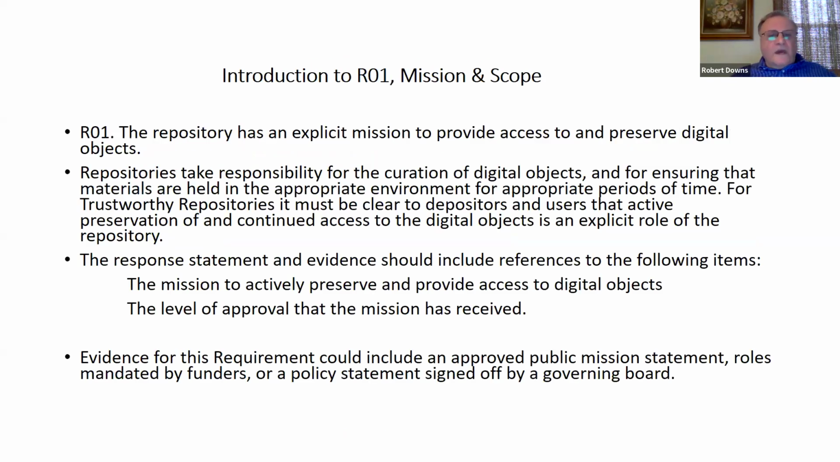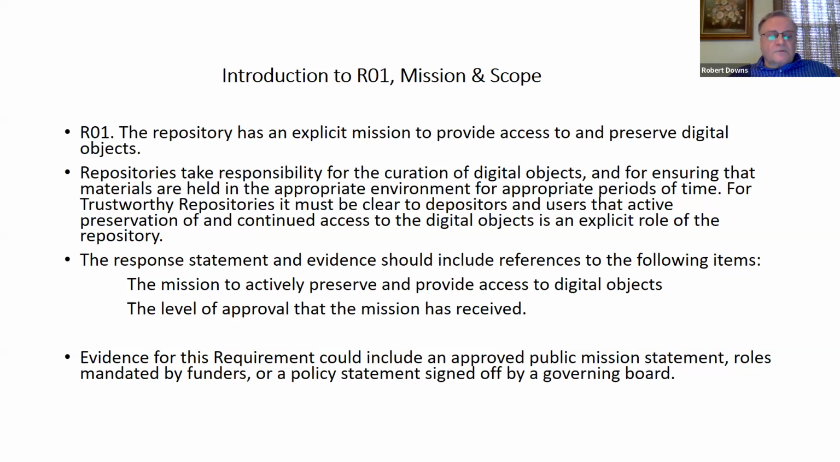Okay, well, we've got a couple minutes left, so I just want to start introducing R1. That's about the mission and scope. Here, basically, the repository has an explicit mission to provide access to and preserve digital objects. So we want to describe the mission. We want to provide a link to the repository's mission statement as evidence, and any other supporting information on our website that describes what we do, the scope of our work as a repository.